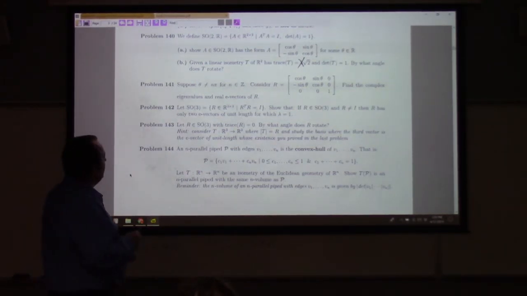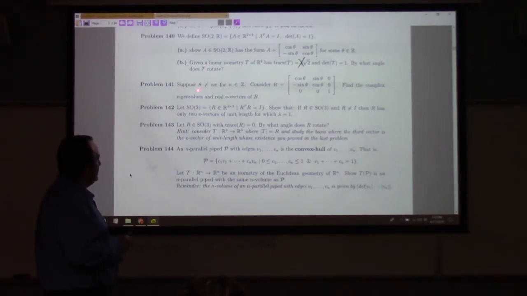So problem 140, we define the special orthogonal group on 2x2 matrices. So essentially the matrix of an orthogonal transformation that has determinant 1. So part A, I asked you to show that it has to look like a rotation, actually. And then part B, I told you that the trace of the transformation was the square root of 2, and the determinant was 1. And then I said, by what angle does it rotate? That was problem 140. We'll look at the solution here in just a minute.